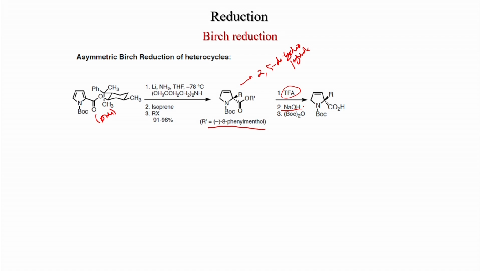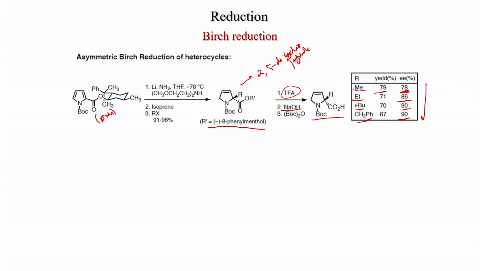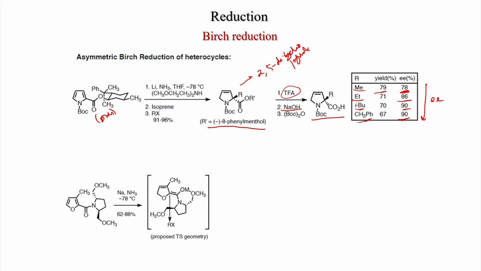After that you can treat with sodium hydroxide, and then again you have to treat with Boc, because Boc will eliminate when TFA is treated, and now the Boc protection again you have to do, and you get this carboxylic acid. And you can see the selectivity, if R is equal to methyl, with iodomethane you get 79% yield, 78% ee, and if R is equal to ethyl iodide, then 86% ee you can get. Isobutyl case you get 90% enhanced selectivity, and CH2Ph, benzyl group is added, then you get 90% enhanced selectivity. So, depending on the group, ee increases, that is the steric.